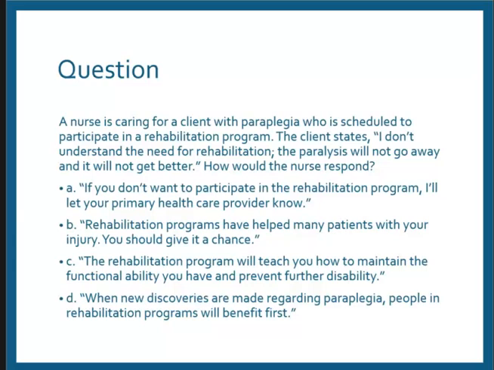Next question. A nurse is caring for a client with paraplegia who's scheduled to participate in a rehab program. The client states, "I don't understand the need for rehab. The paralysis will not go away and it will not get better." How would the nurse respond? So we need an unbiased statement that is not accusatory or making the patient feel some kind of way. "If you don't want to participate in the rehab program, I will let your doctor know." If you don't want to participate, that's kind of, they're asking you a question. So that's not one that you would want.